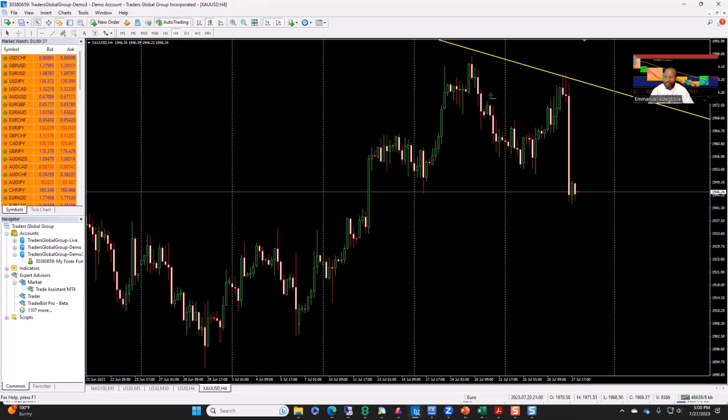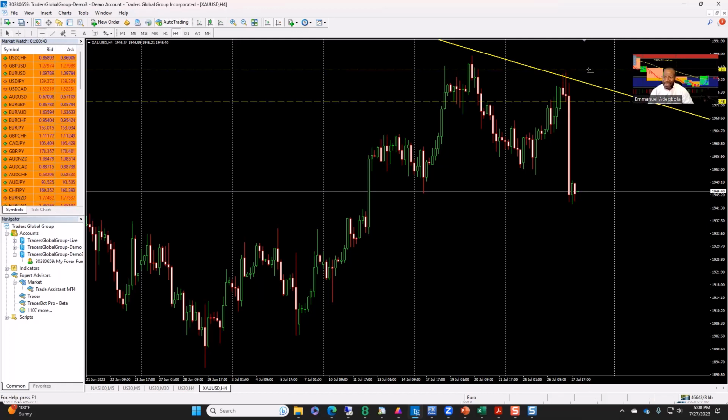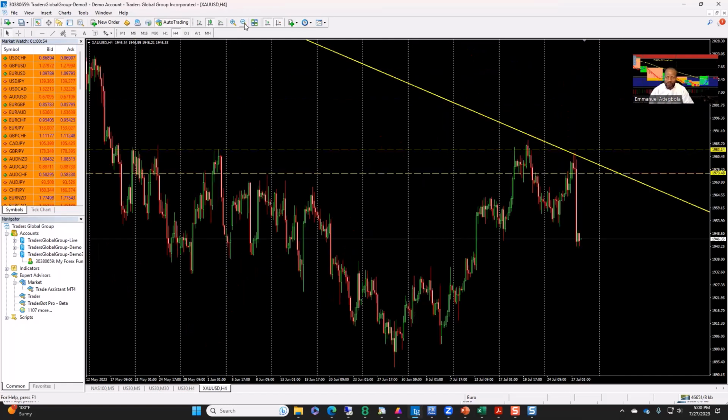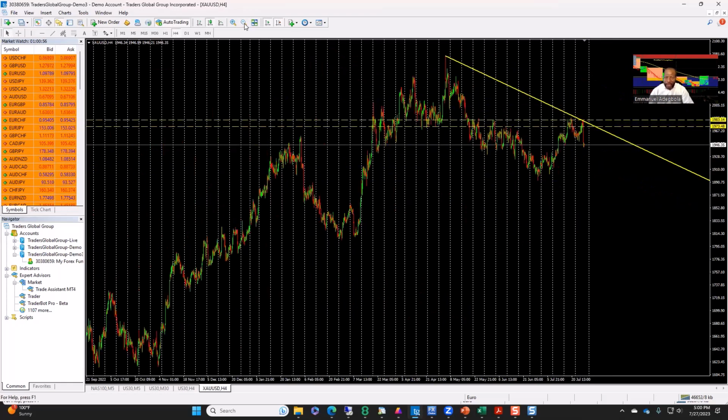Then you can enter your sell stop right there, and your stop loss comes over here, and look at that massive drop. Boom. It's still dropping right there. So that's what I call the third touch. I call it the third touch trading strategy. This is the first one, this is the second one, and that's the third one.